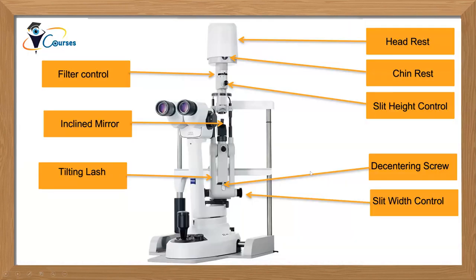So you can see, I just need to adjust something here. So this is the light control. This is the light housing. And this is the filter control. This is how we can control the filters. This is the green or red-free and neutral density filter and others. This is the slit height control. This is the chin rest. Okay, let me just fix it now, because I don't want it to be like that.